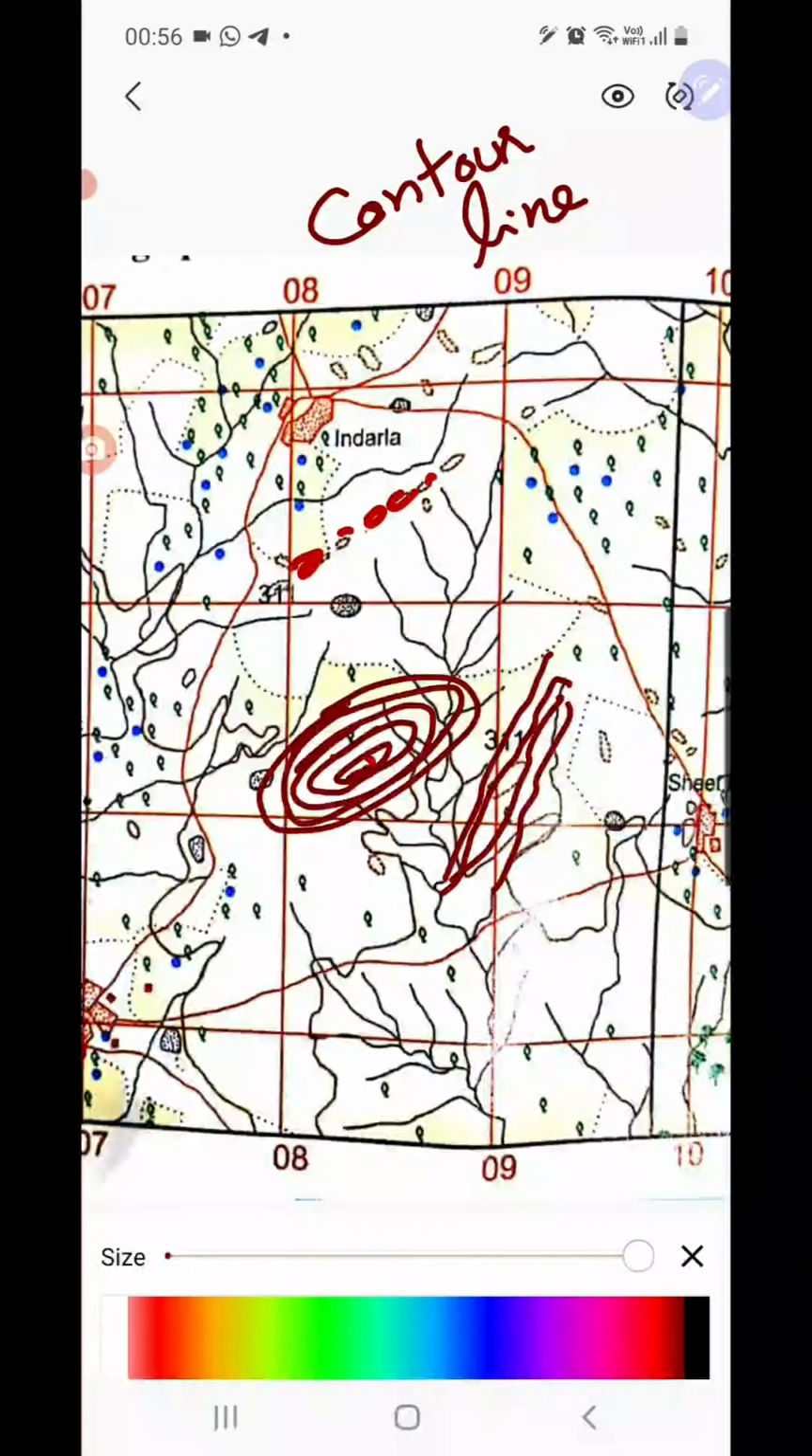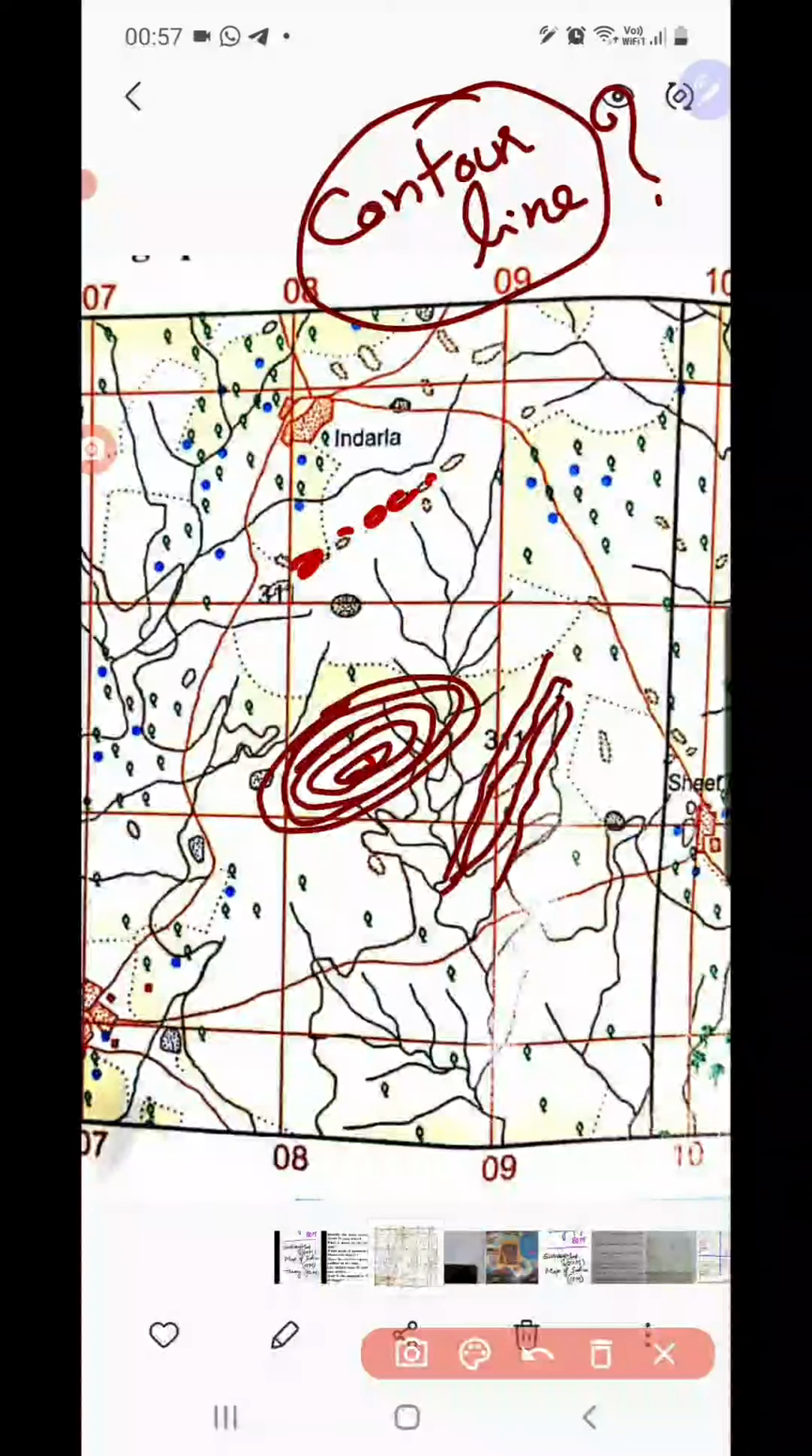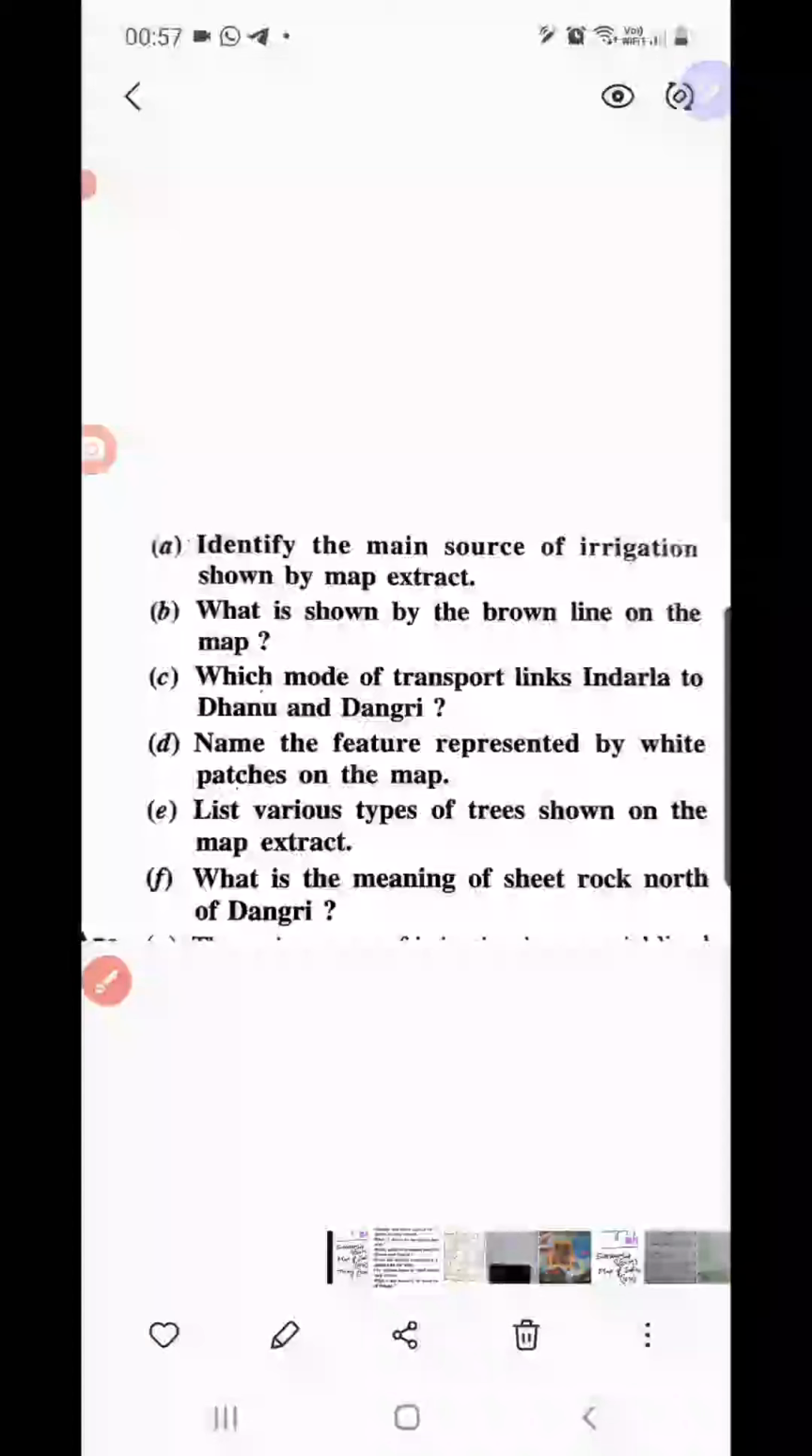Now what is a contour line? Contour lines are imaginary lines which join the places having equal height. Sometimes the question can be asked, what is a contour line? Contour lines are the imaginary lines which join the places having equal height. Okay, you understood the question and answer. So once again, what is shown by the brown line on the map? The brown line shown on the map is the contour line, an imaginary line which joins the places having equal height.